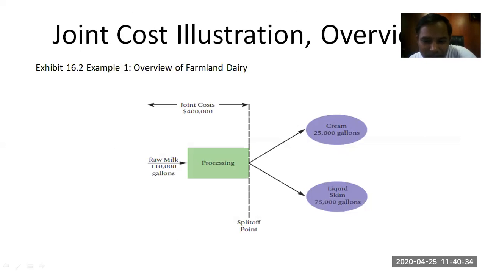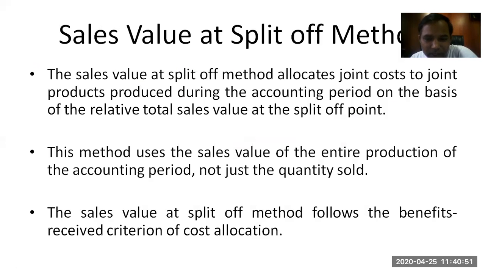But generally, certain products will have a sales value exactly at the split off point. They do not need any separable cost to be incurred after the split off point. So the sales value at split off point method says that whatever the sales values are during the split off point, on the basis of that sales value we will calculate a ratio and allocate the joint cost to the separate products.